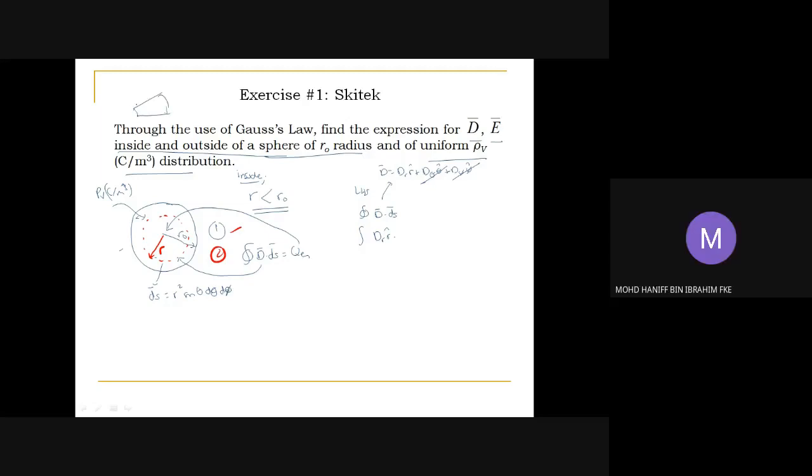Always go back to this rectangular structure. So the ds should be surface number 3, right, Chen Pen? Yes. So it should be in the direction of positive r.